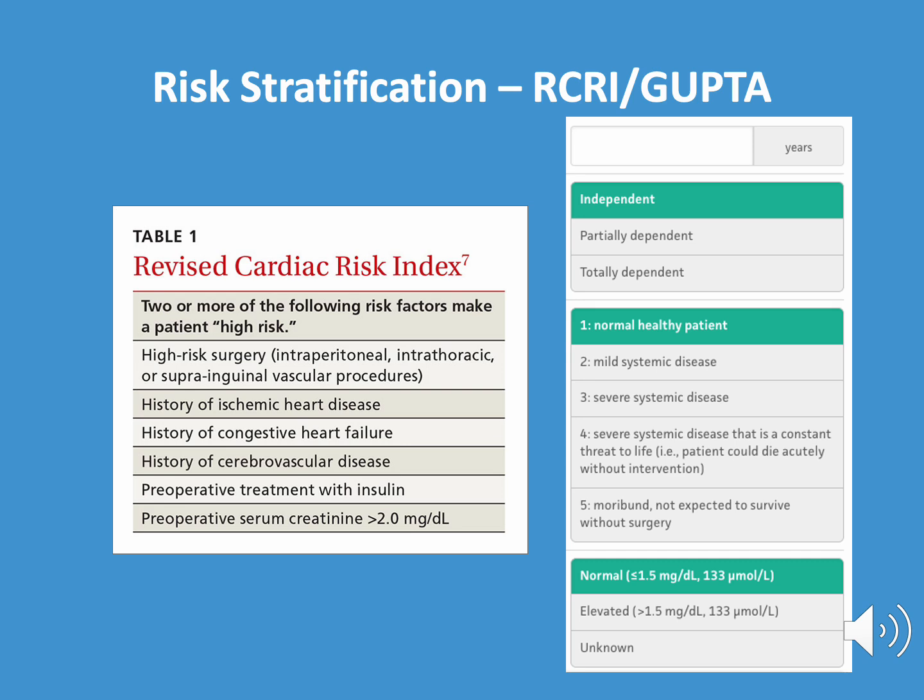On the RCRI, it's easy. If you say yes to any one of these questions, do you have heart disease, history of CHF, stroke, etc., your risk is automatically over 1% and needs to be looked into further.